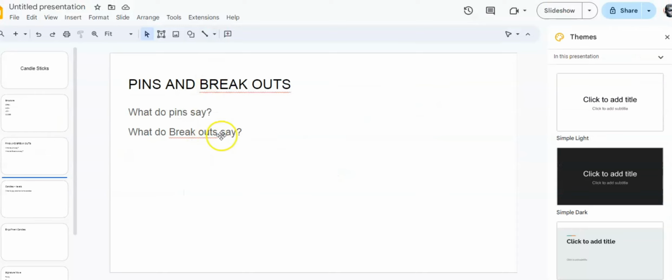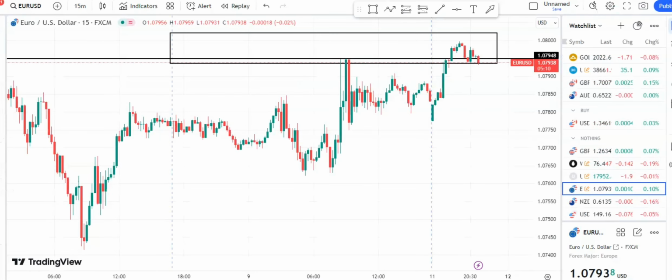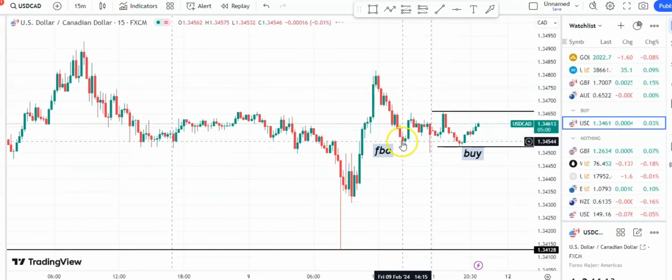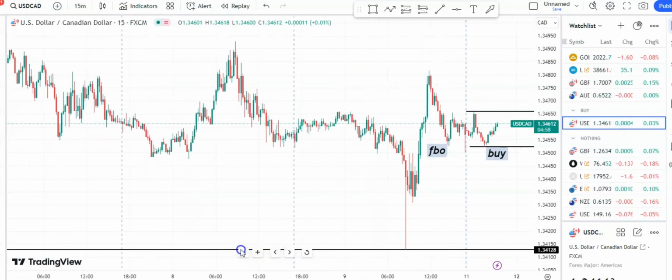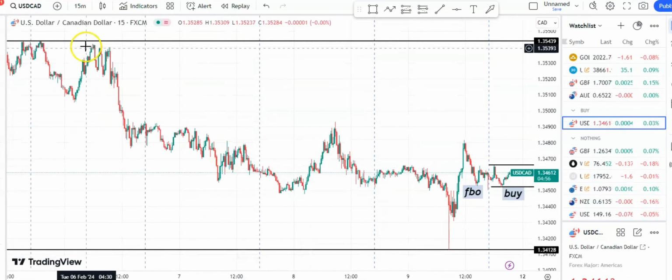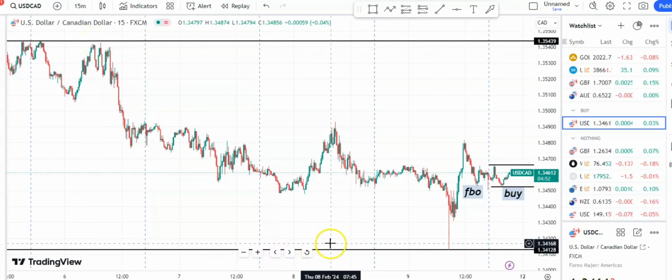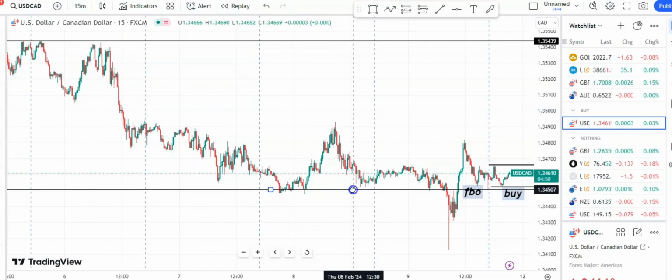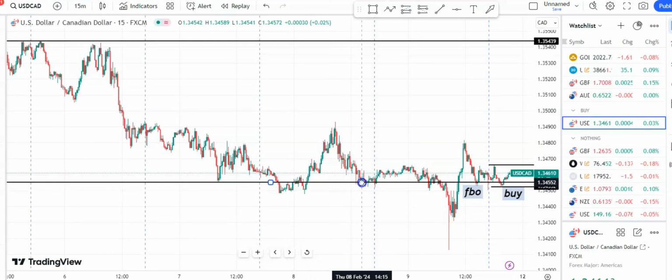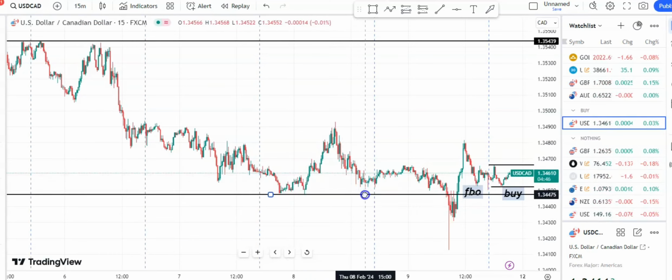Now, what do breakouts say? Breakouts, on the other hand, those are my favorite things to look for. So let's look at USD CAD. We have the high of the week on Monday. We have the low of the week extended on Tuesday. And then on Wednesday again we break out.